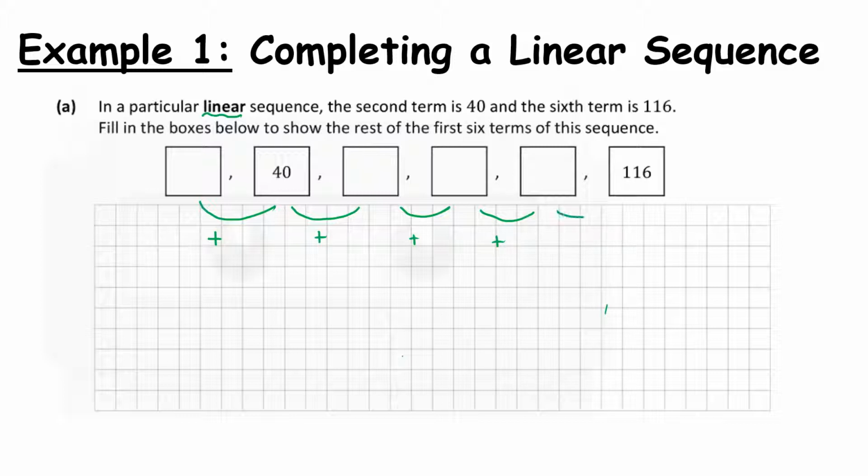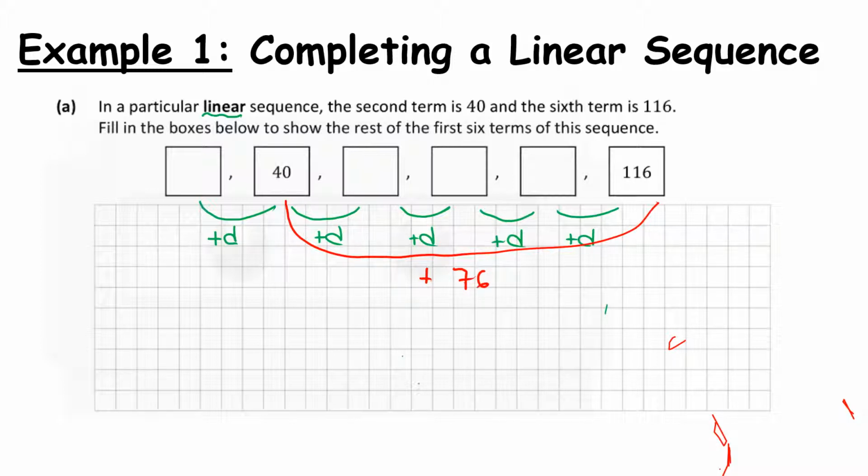Okay, so I know I'm adding on some number and I'm going to call that D. Okay, so I'm adding on D. Now, I don't know D, but they have given me 2 terms. So I'm going to say, well, if I want to jump from 40 all the way to 116, I know what I have to add. So I do 116 minus 40 and we get 76. So I've added 76 here.